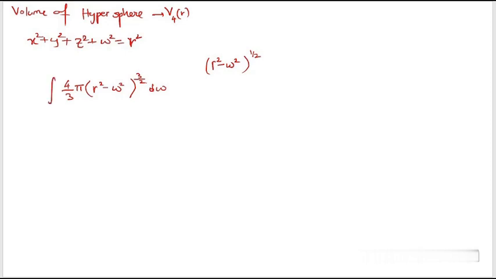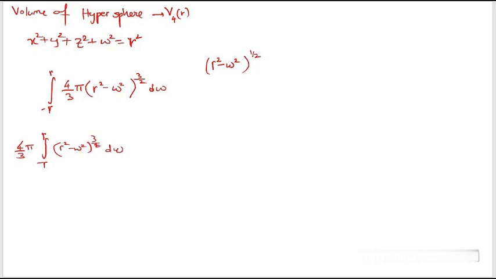Now we just have to integrate. w, of course, ranges from minus r to plus r as it's a sphere. Now what's left for us is to integrate this. Let's take all the constants out. 4 by 3 pi, integral from minus r to r of (r squared minus w squared) power 3 by 2 dw.